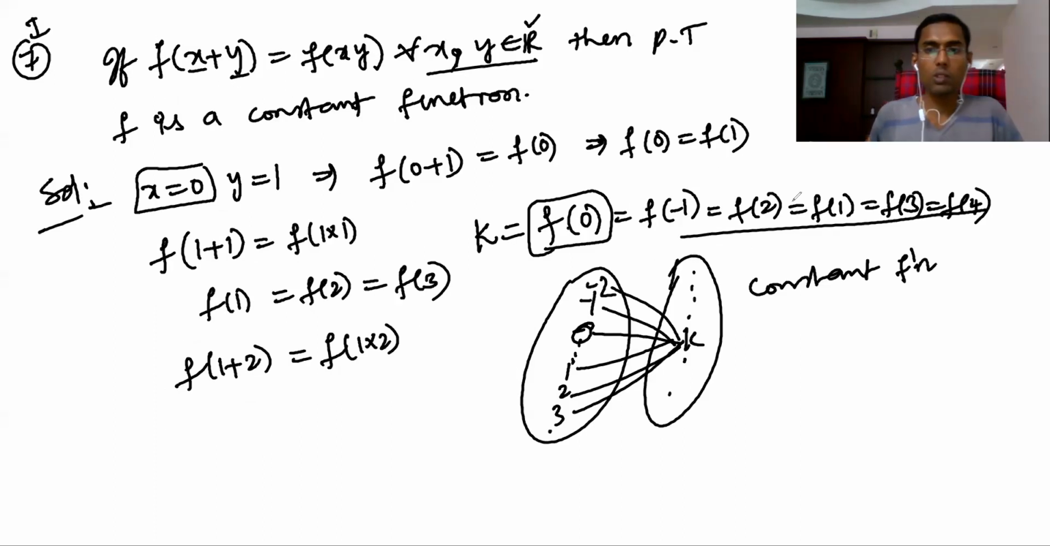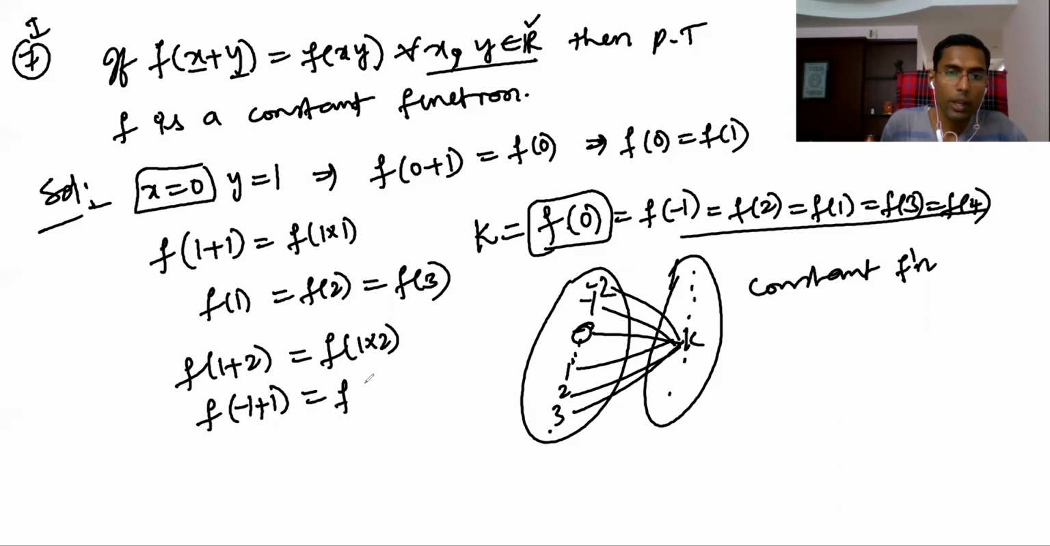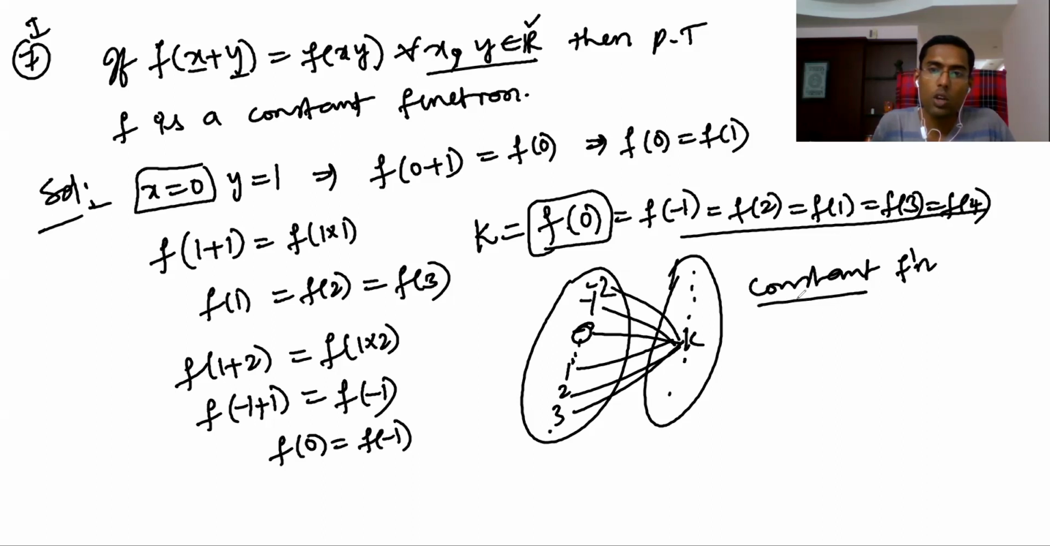So here f of 0 equals f of minus 1 equals f of 2, whatever you take, we can prove all like that. F of 3 we proved. Like that, minus 1 plus 1 equals 0, this is f of 0 equals f of minus 1. So you see, everything will have same image, only one image. Image of minus 1, 0, 2, 1, 3, 4 is same. That means it is a constant function. That's how we have to prove.